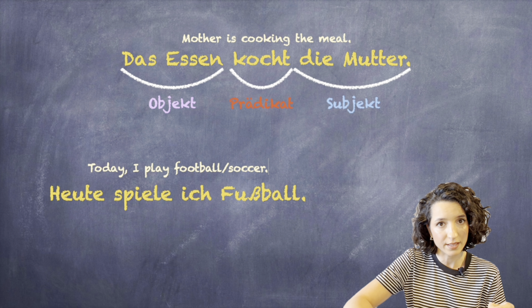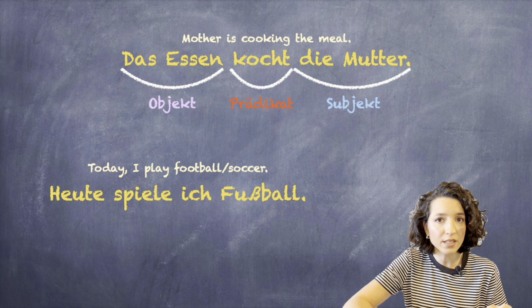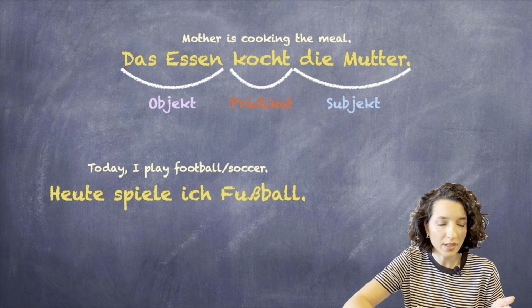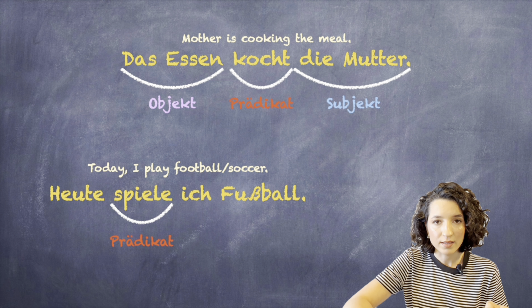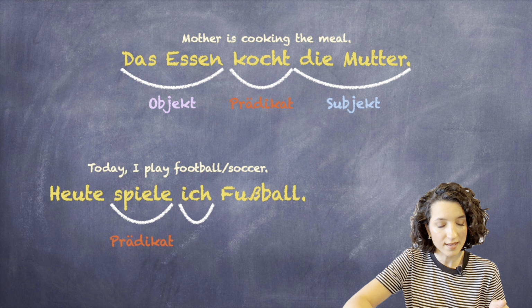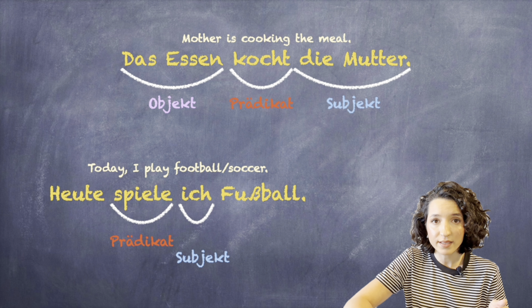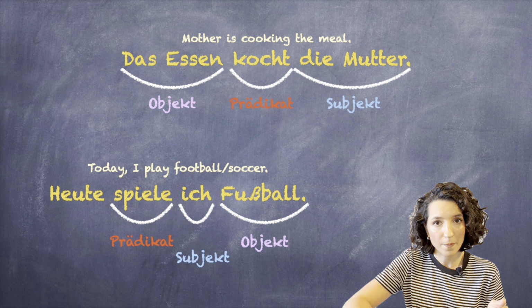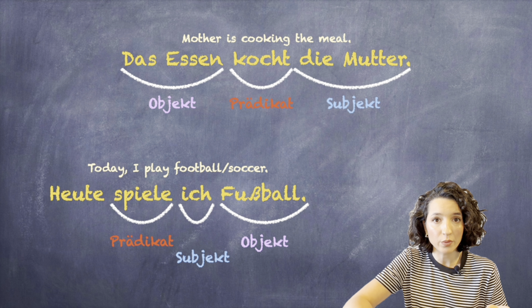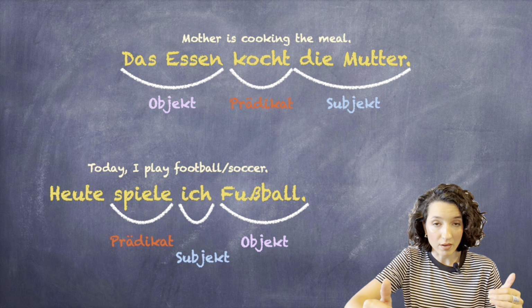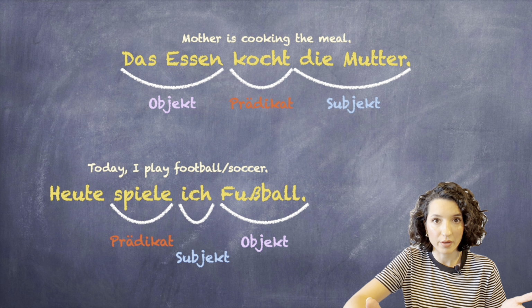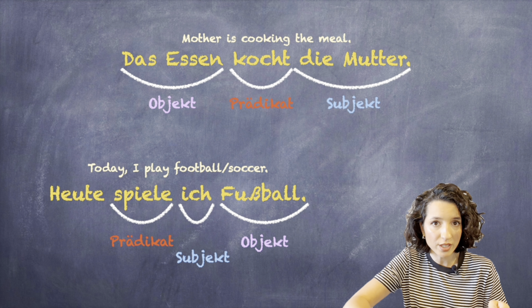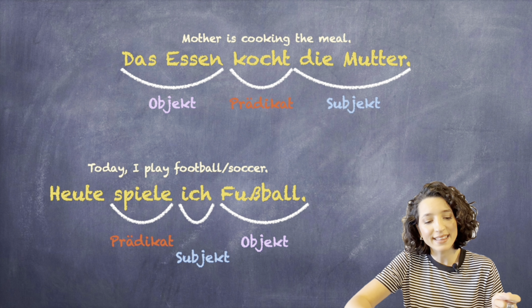Let's analyze the next sentence. Heute spiele ich Fußball. Let's start again with the predicate, which is spiele. Das Subjekt ist ich. And das Objekt ist Fußball. So again, I started with heute, which tells us when it happens. On the second position, again, is the predicate, so it's a correct sentence. Then the subject comes right after the predicate, and then the object.